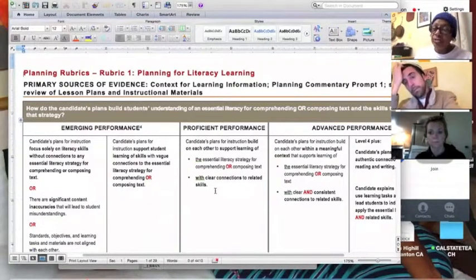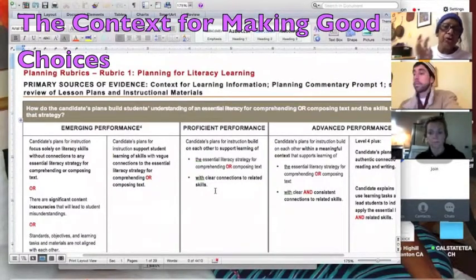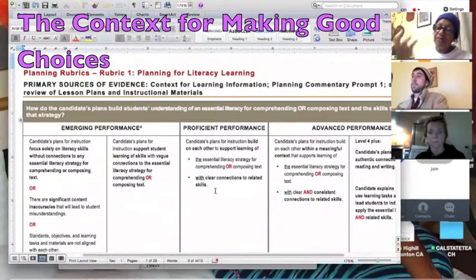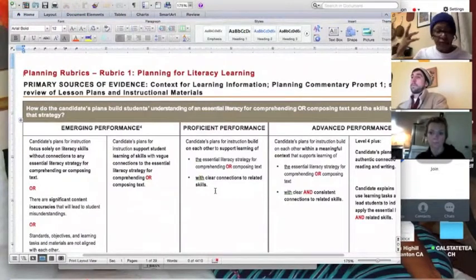I always say you cannot teach whom you do not know? This is where you're talking about the context of the learning, the students, the community, the parents, the school, the background, the IEPs, the behaviors that you notice. This is where you describe your class.